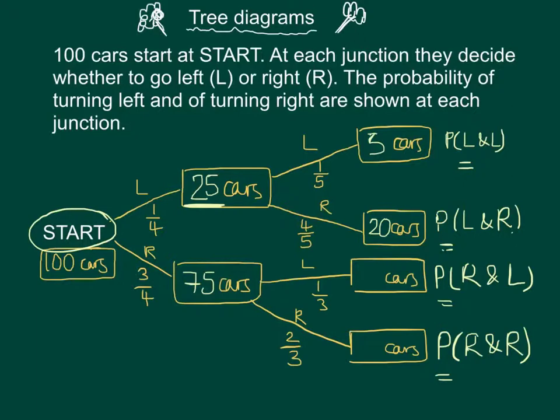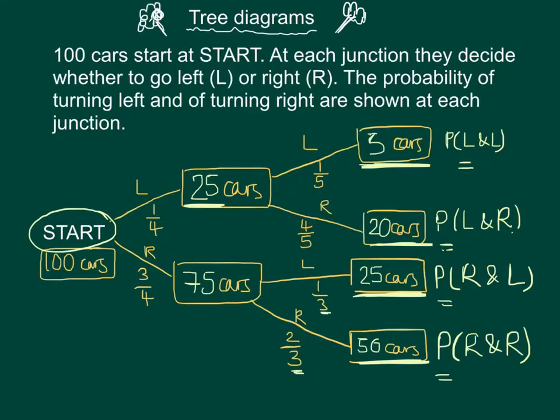So now what about the 75 cars? We've got 1/3 going left and 2/3 going right. So 1/3 of 75 is 25, so we've got 25 cars ending up here. And 2/3 is 50, so 50 cars end up here. So say these are different neighbourhoods: this one, this one, this one, and this one. We've all ended up in different parts of town.